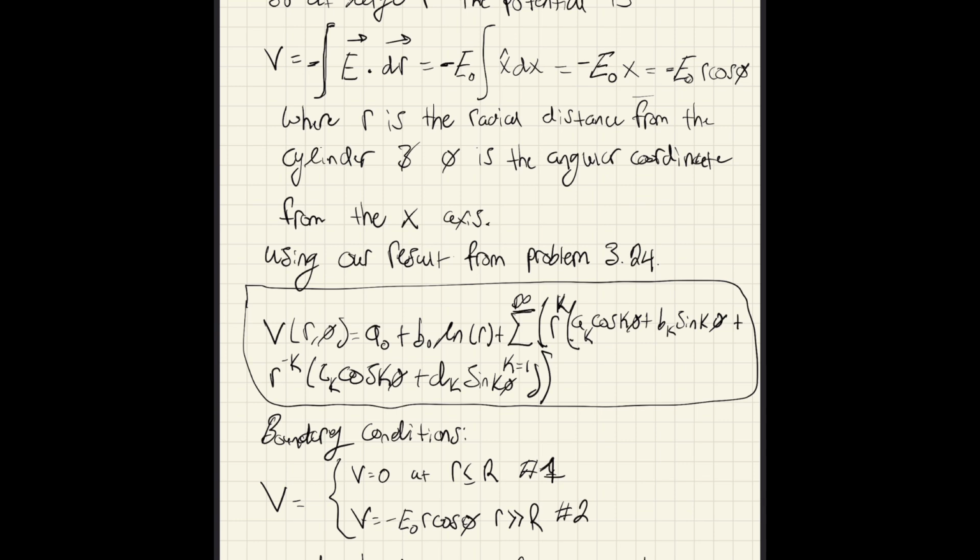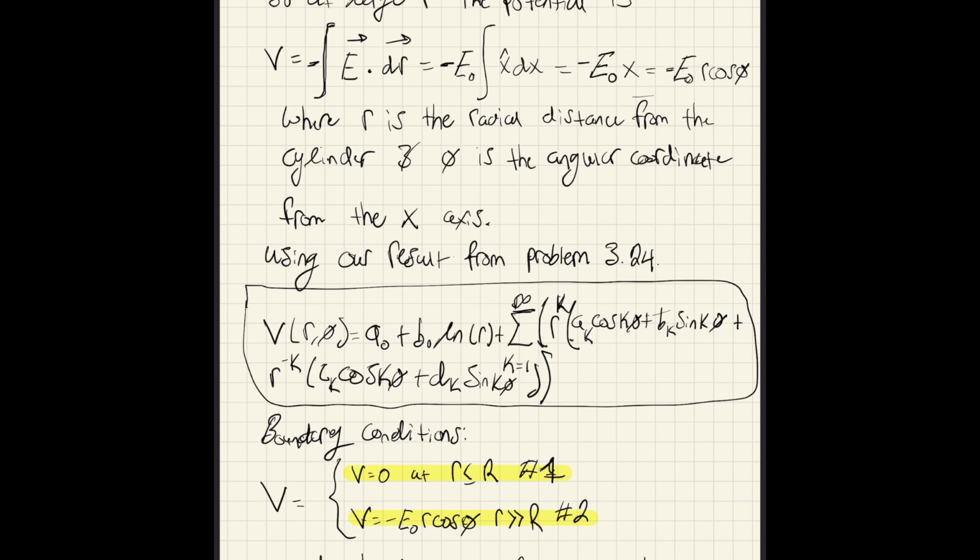And so taking this, we basically figured out our boundary conditions. That is, the potential is 0 for r less than or equal to capital R. That's our first boundary condition. And then our second boundary condition is that the potential is negative E naught r cosine phi when we're at large distances, for r much greater than the radius of the pipe.